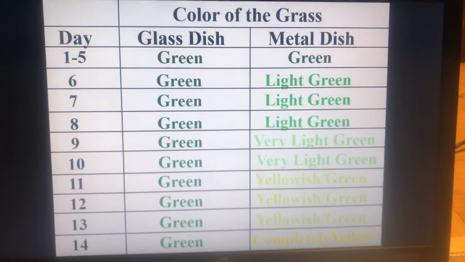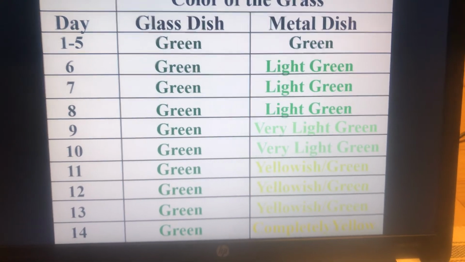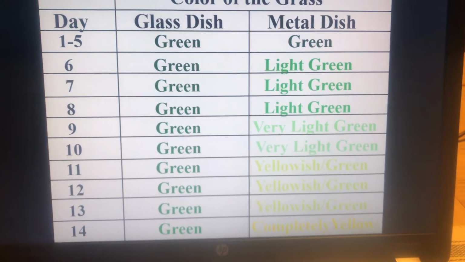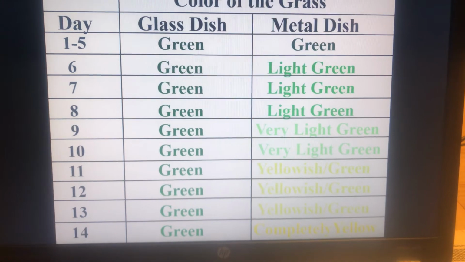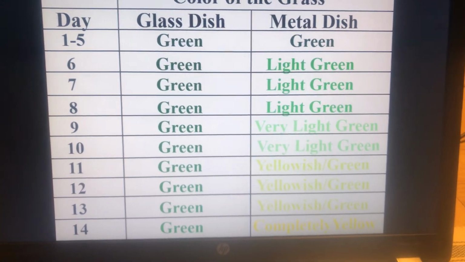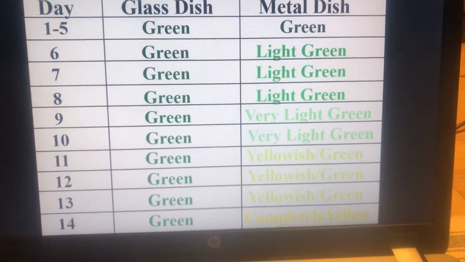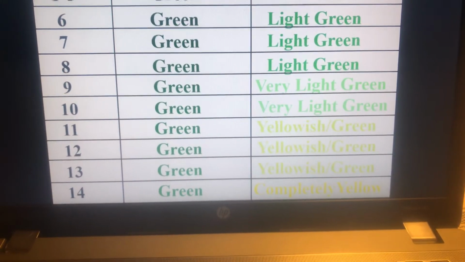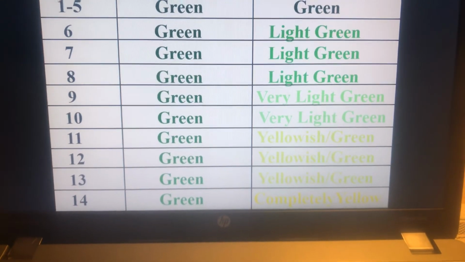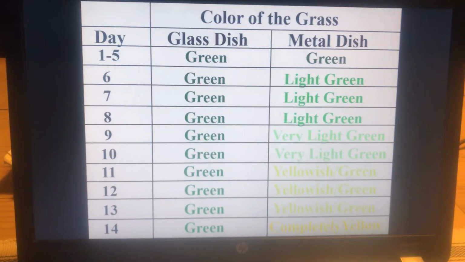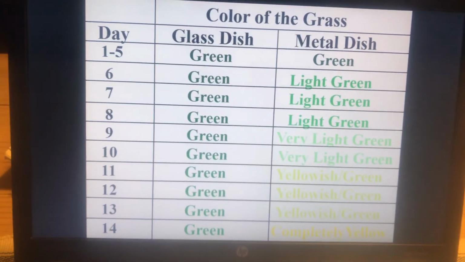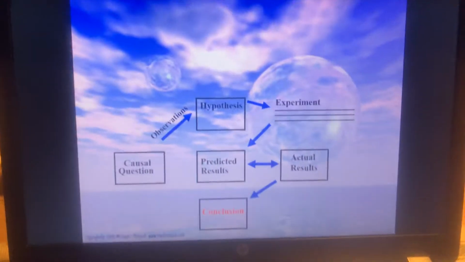that the grass under the glass dish, all through the next 14 days, stayed green, wasn't affected, stayed really nice. But under the metal dish, starting at day 6, it started to turn a light green, and a lighter green after that. And then finally, on days 12, 13, and 14, the grass turned yellow. So that supports our conclusions, didn't it?